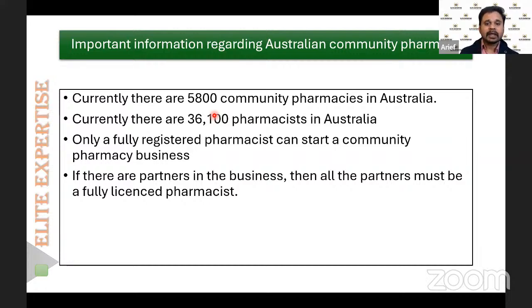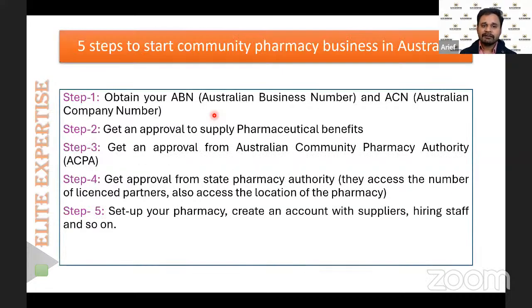So there are 5 steps involved in order to start a community pharmacy business in Australia. The first step is we must obtain an Australian Business Number. At first we need to register for the ABN for the pharmacy. Let's say I want to start a pharmacy. At first I need to get the ABN, that is the Australian Business Number, and then I need to get the ACN, the Australian Company Number, for that pharmacy. So I must get both the business and the company number.